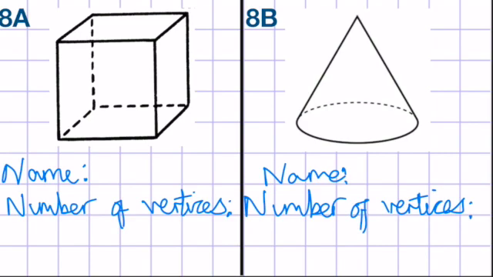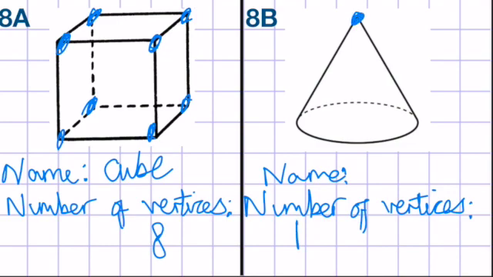Okay, you're going to hit pause. You're going to write the name of each 3D shape and the number of vertices. Please do both A and B. Okay, this one is a cube, and it's got 1, 2, 3, 4, 5, 6, 7, 8 vertices. This side, we have 1 vertices. Now, when you have 1 vertices, it's actually, the word is vertex. That means 1 vertex. It's got 1 vertex, and it is a cone.